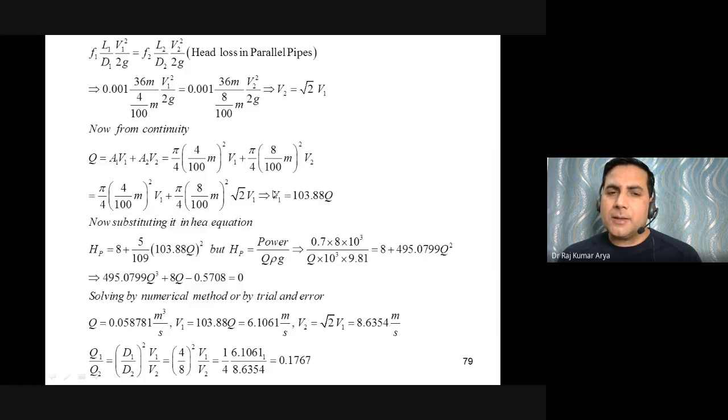Now you are converting everything, V2 also, in terms of V1. So if you substitute your V2 expression in terms of V1 here, you will get this relationship here. So this would be this one actually. Are you getting this V1 equal to 103.88 Q?